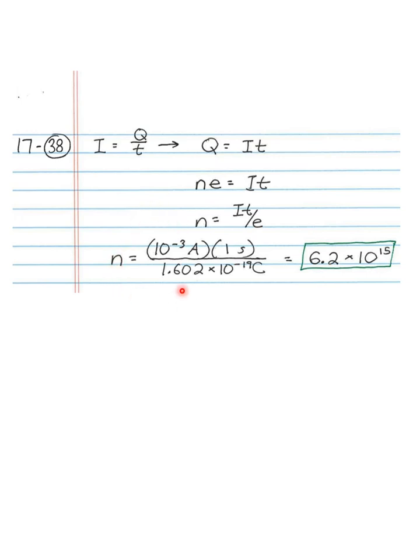I plug in the values, 10 to the negative 3 amperes times 1 second, divided by the elementary charge, 1.602 times 10 to the negative 19 coulombs, and we get 6.2 times 10 to the 15 electrons.